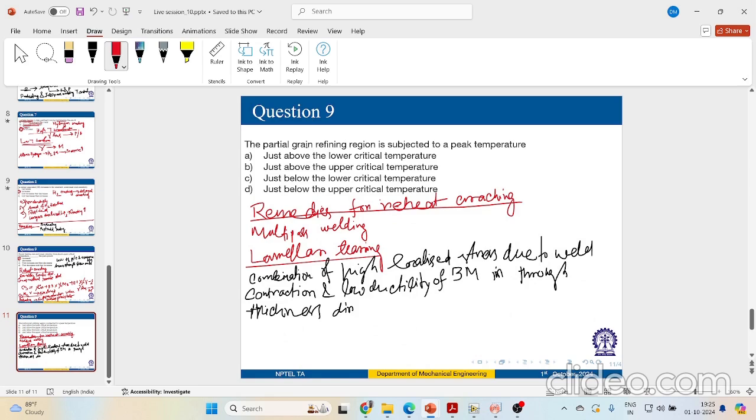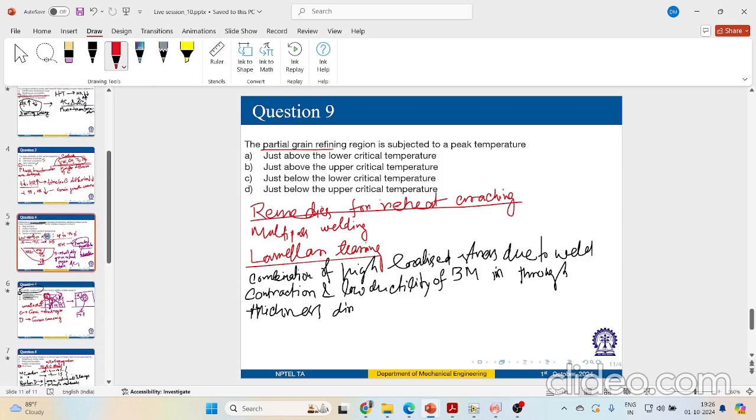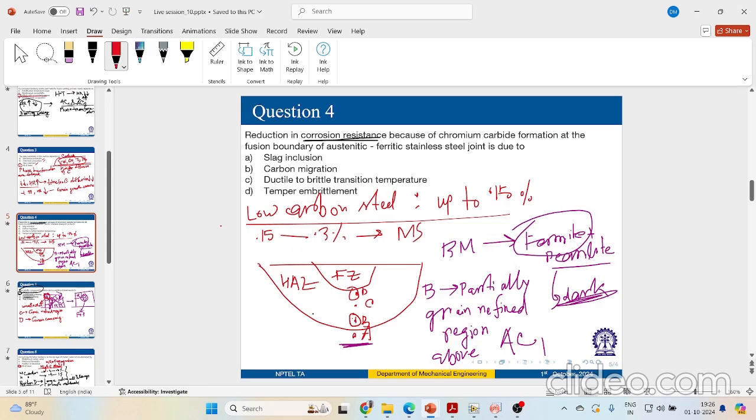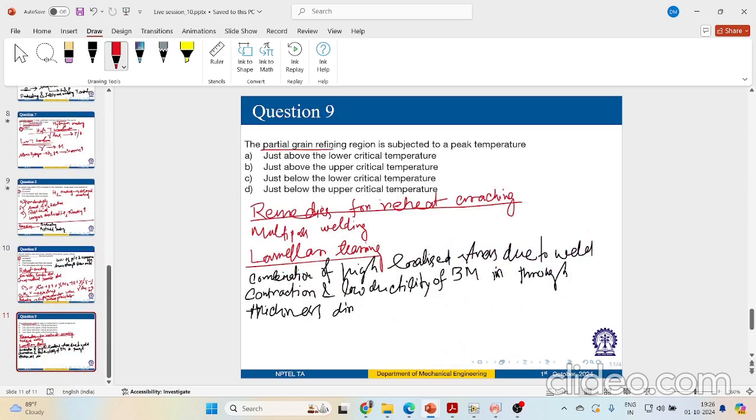And then the partial grain refining region. We talked about this location B in your structure over here. This one. Location B is your partial grain refined region. The partially grain refined region is subjected to a peak temperature. Which one? Just above the lower critical, just above the upper critical, just below the lower critical, just below the upper critical. Over there, the region is subjected to a peak temperature just above the lower critical temperature, AC1, right? So these all have been discussed.